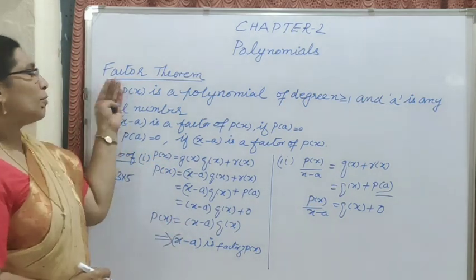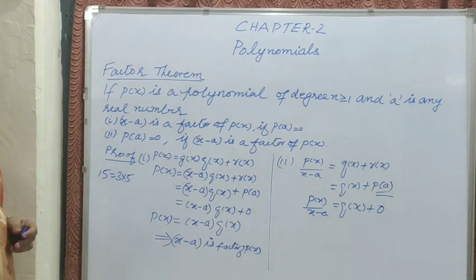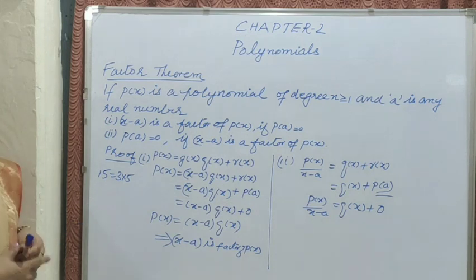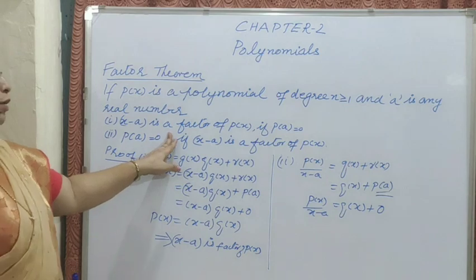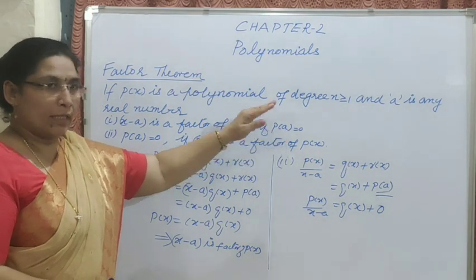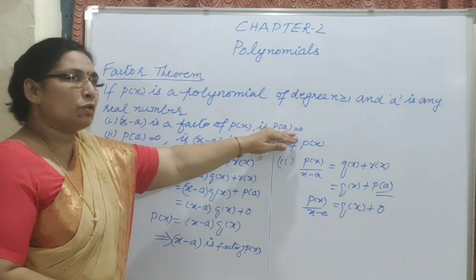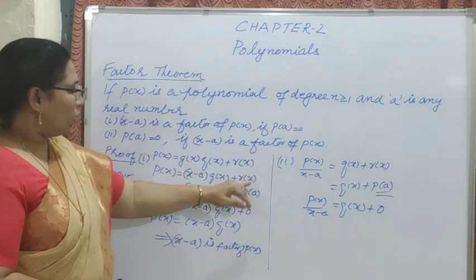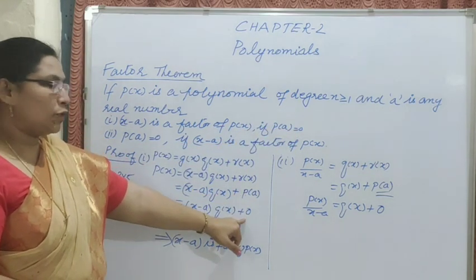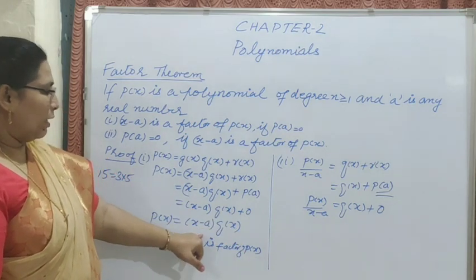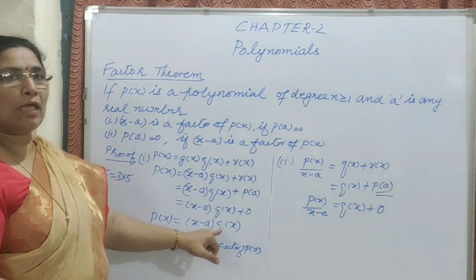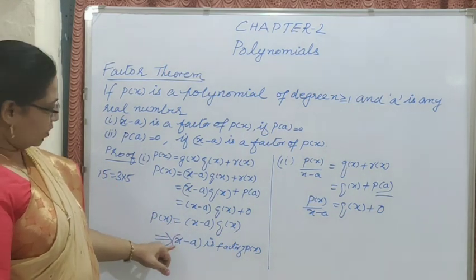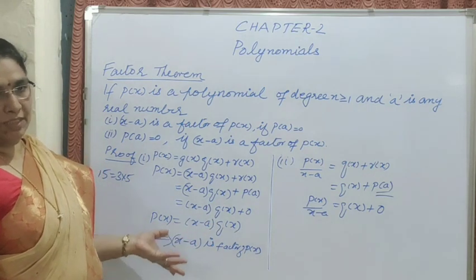I repeat once again from the beginning. What is the statement? p of x is a polynomial of degree n greater than or equal to 1 and a is a real number. x minus a is a factor of p of x if p of a equals 0. That means p of a equals 0 is given to you, so we are substituting 0 for p of a. Now what are we getting here? x minus a into q of x. This shows that both are factors of p of x. So x minus a is a factor of p of x. That is the first part.